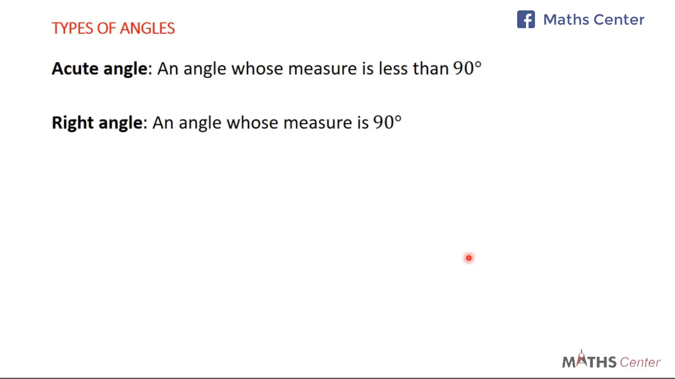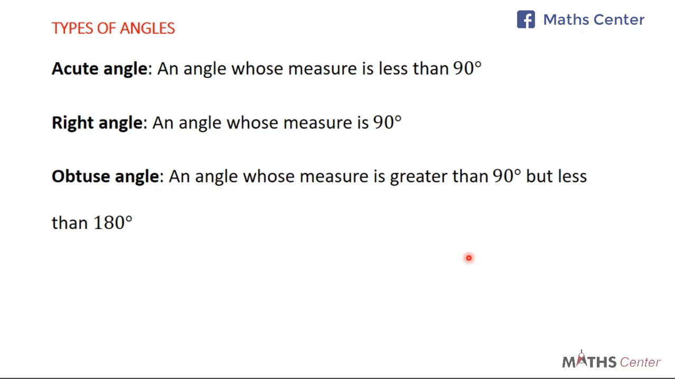We have another one called the right angle, an angle whose measure is 90 degrees. So when you measure an angle and you get 90 degrees, that angle is called a right angle. Another one is called an obtuse angle, an angle whose measure is greater than 90 degrees but less than 180 degrees. So if you have an angle whose value is greater than 90 degrees but less than 180 degrees, for example 120 degrees, we say that you have an obtuse angle.